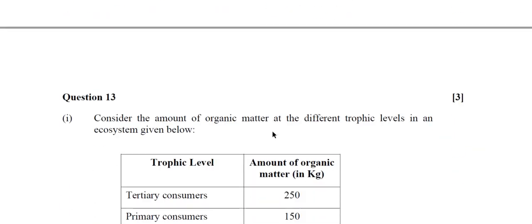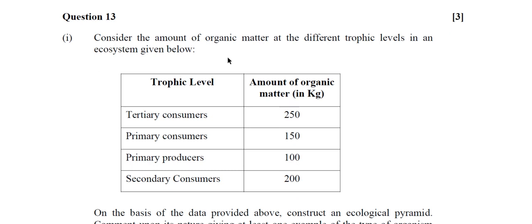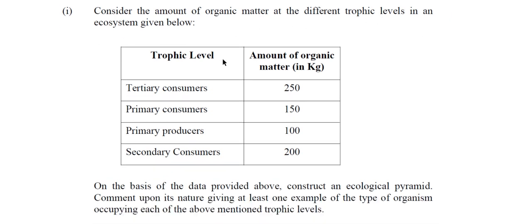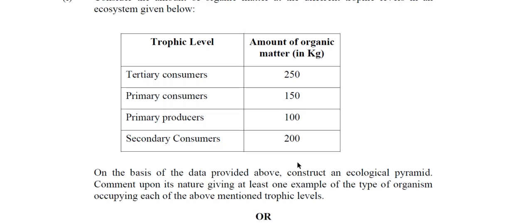Last question of this section. Consider the amount of organic matter at the different trophic levels in an ecosystem given below. So here they have given tertiary consumers 250, primary consumers 150, primary producers 100, secondary consumers 200. On the basis of the data provided above, construct an ecological pyramid.